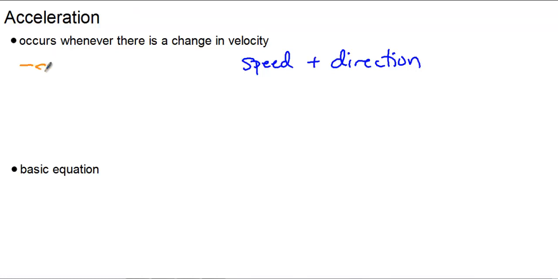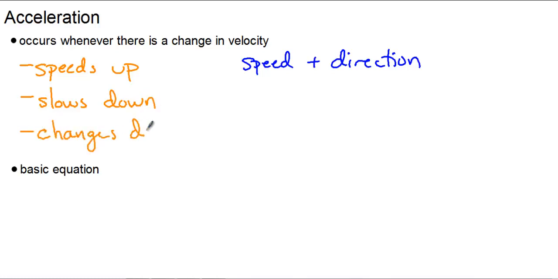First off, an object speeds up, so its speed gets faster. It slows down, so the speed gets lower, or it changes direction. So it turns from whatever direction it was previously going.